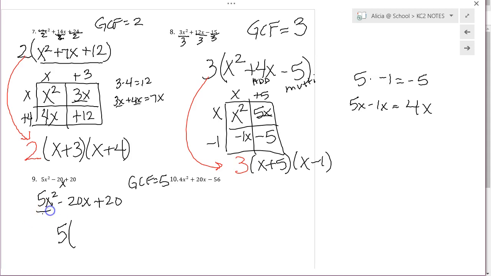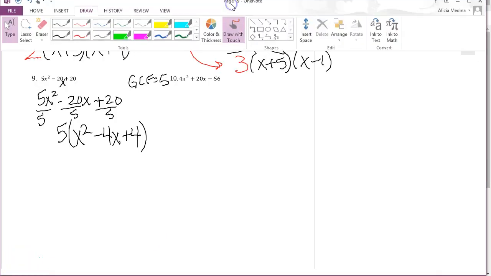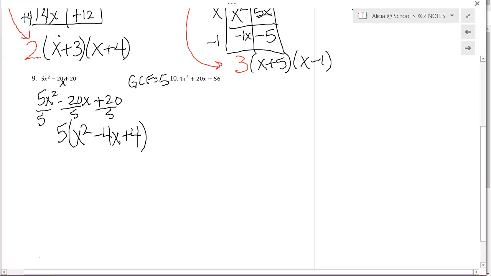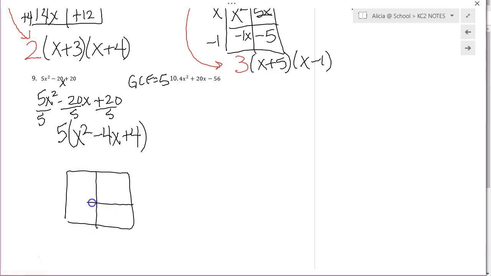5x squared divided by 5 is a 1x squared. Negative 20x divided by 5 is a negative 4x. And 20 divided by 5 is a positive 4. Alright, so I'm going to scroll down just a tad bit and start off with drawing my Punnett square box. So Punnett square. I know I'm going to be multiplying to a 4. And I'm going to add to a negative 4.